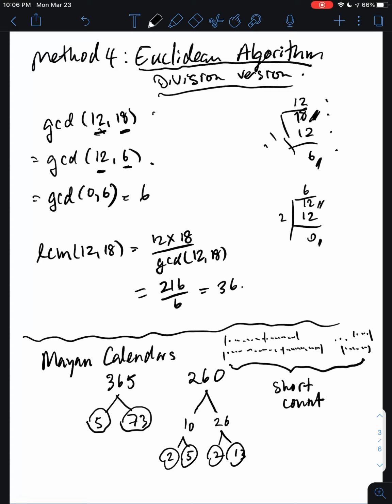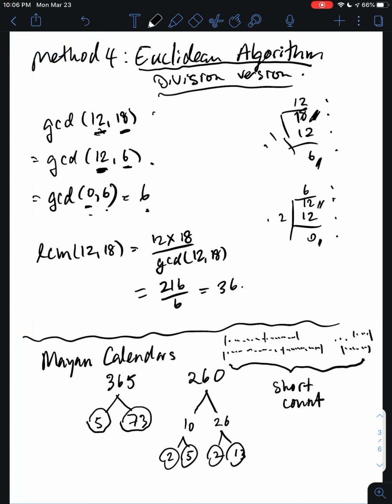I do it again. I take 12 and I divide by 6. It goes in 2 times. 2 times 6 is 12. The difference between 12 and 12 is 0, so the remainder is 0. So I replace 12, the larger number here, with its remainder upon division. And the GCD of 0 and 6 is 6. So the GCD of 0 and anything is that second thing.